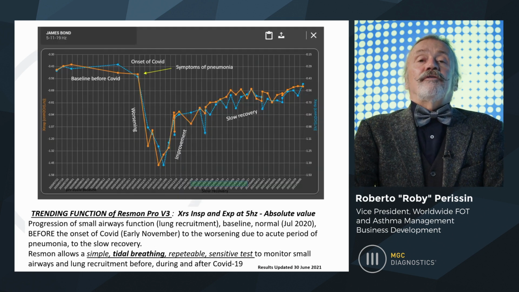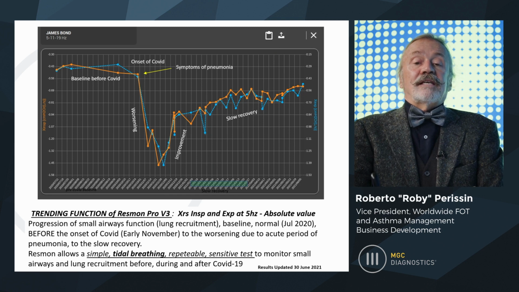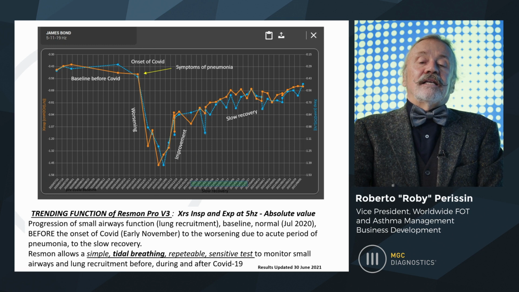This is one of the trends that are available with the Resmon Pro Full V3 device that shows the same thing. You see the drop in reactance, the increase in reactance, and then the slow improvement over the next months.